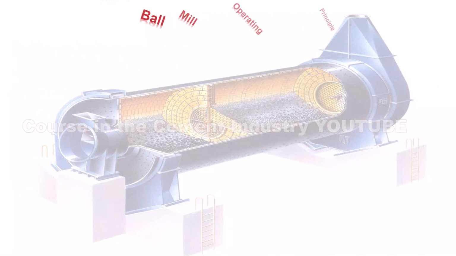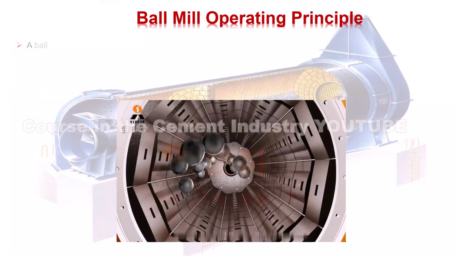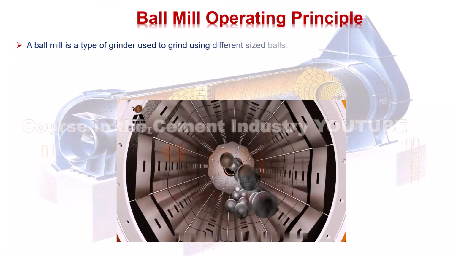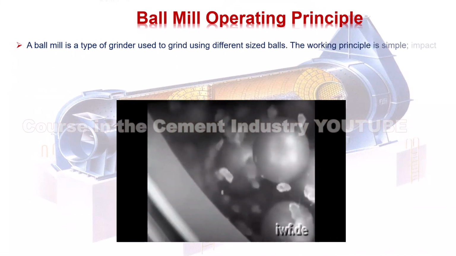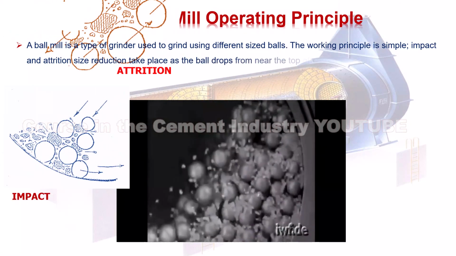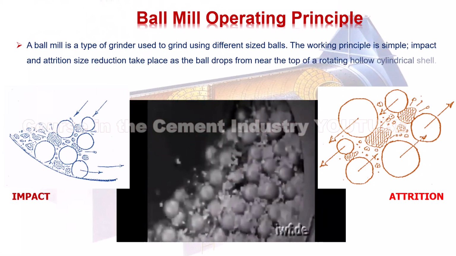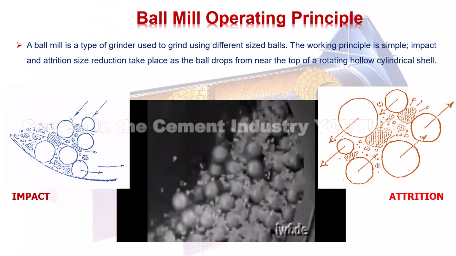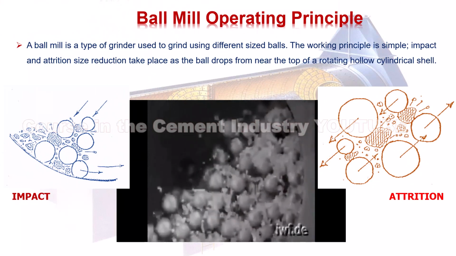Ball mill operating principle. A ball mill is a type of grinder, used to grind using different sized balls. The working principle is simple. Impact, attrition. Size reduction takes place as the ball drops from near the top of a rotating hollow cylindrical shell.